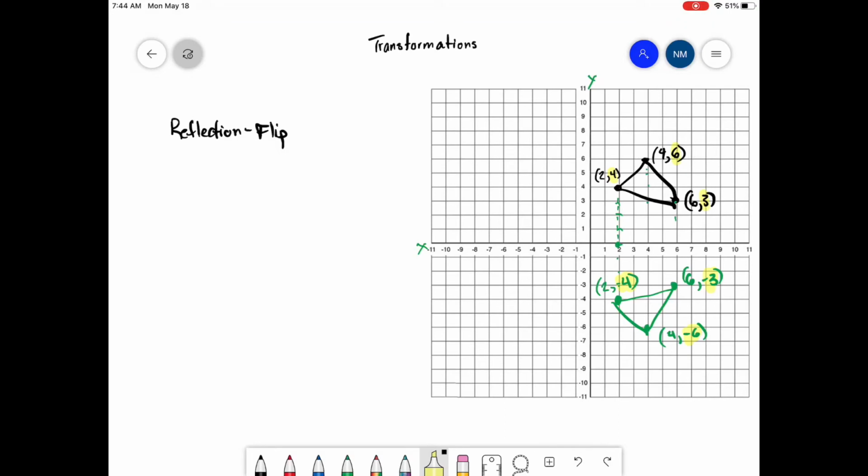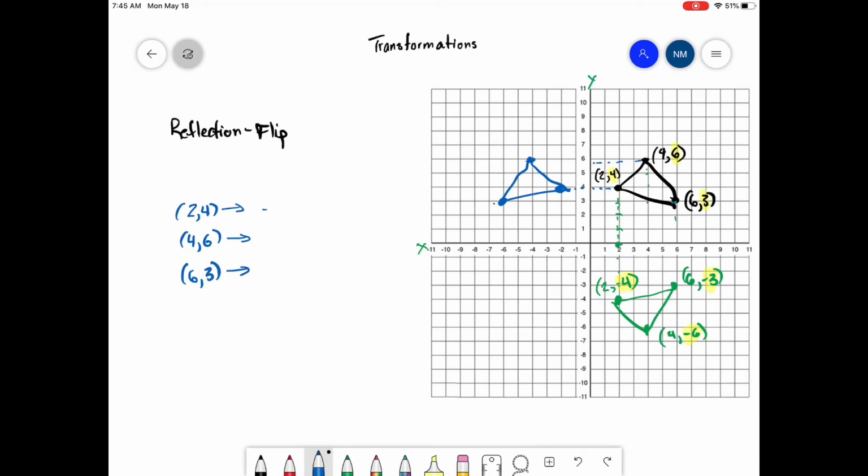Same thing if we were to reflect over the y-axis. So you can, once again, just count how many spaces it is. So this is 4 spaces away, so we go 4 spaces in the opposite direction. And this is 6 spaces away, so we go 6 spaces in the opposite direction, and we place our points. And what you'll notice is if you take each of those coordinates, 2, 4, 4, 6, and 6, 3, all you're doing in a reflection over the y-axis is getting an opposite x value.